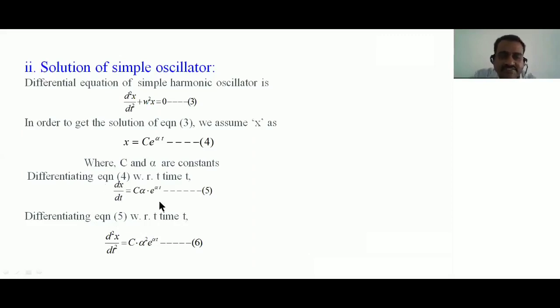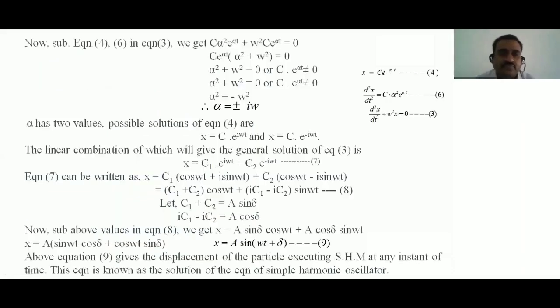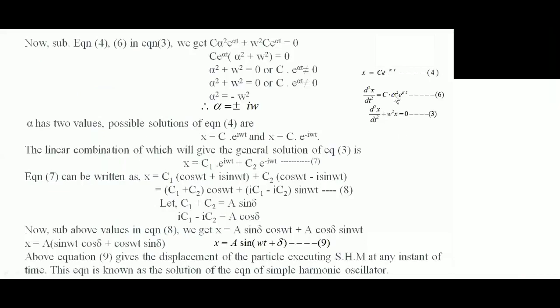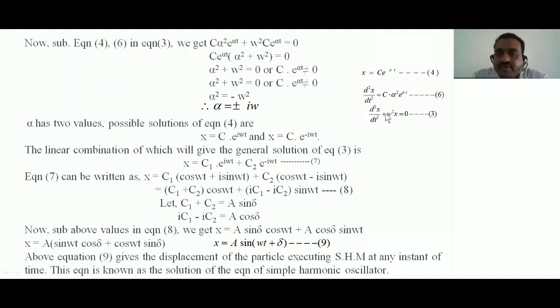Okay. So differentiating equation 5 with respect to t, d by dt of this, we write d square x by dt square. This is c alpha as it is, and d by dt of e to the power alpha t is alpha e to the power alpha t, so alpha into alpha, alpha square, and the remaining e to the power alpha t as it is. This is equation number 6. Now substituting equation 6 in equation 3, in place of d square x by dt square, we substitute c alpha square e to the power alpha t.